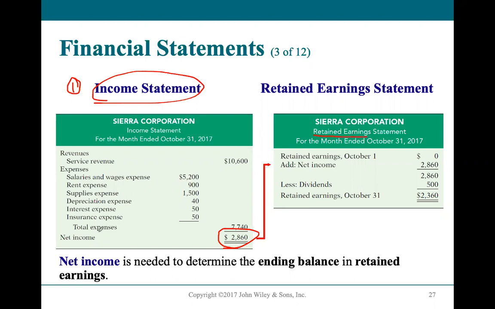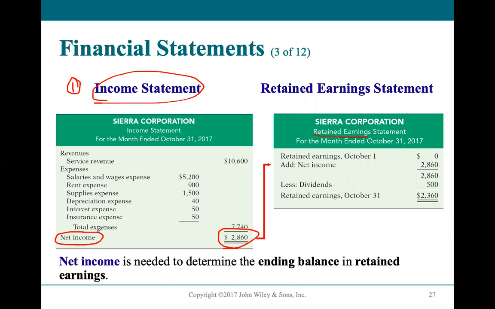Now here's another lesson in lingo. Profit, as I told you, and net income are the same. They're interchangeable. Here's another word that's the same, earnings. So earnings is the same as profit. Earnings is the same as net income. So earnings, profit, and net income are interchangeable words in this course. So retained earnings also could be retained income, retained net income, retained profit.